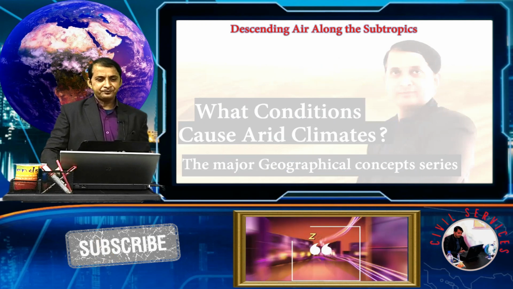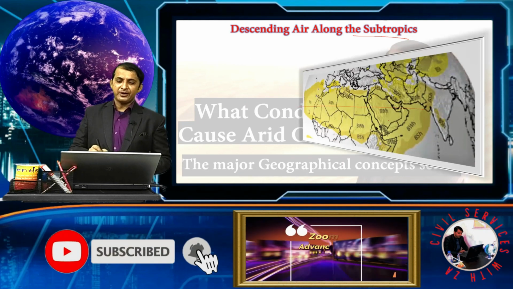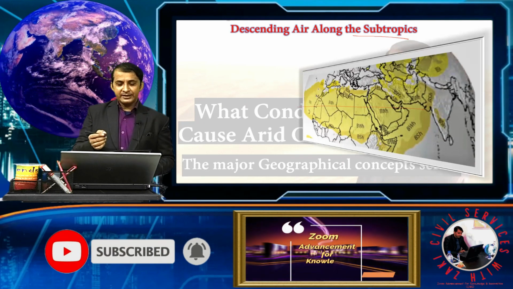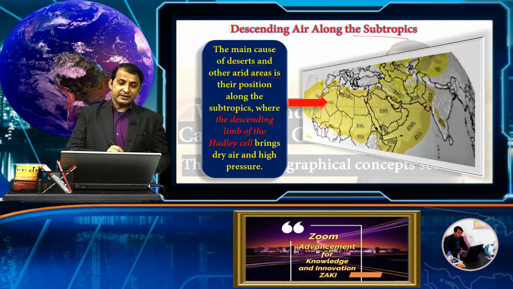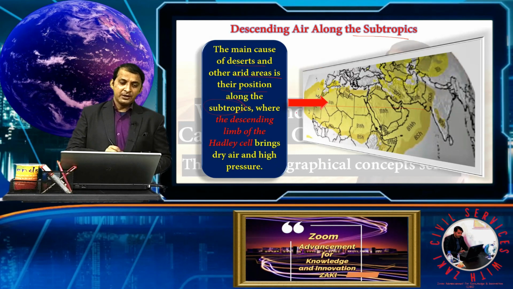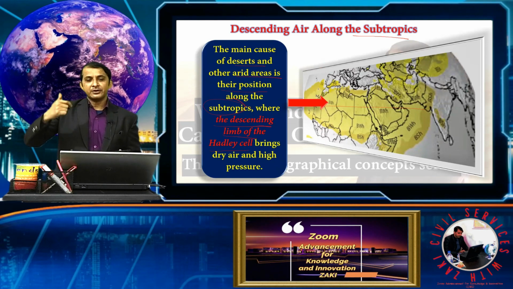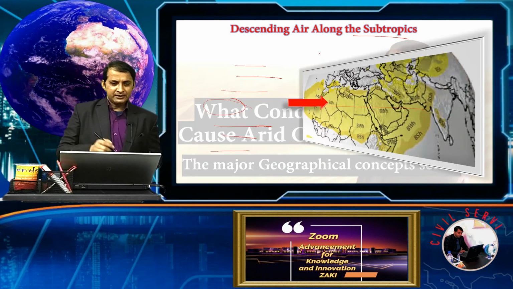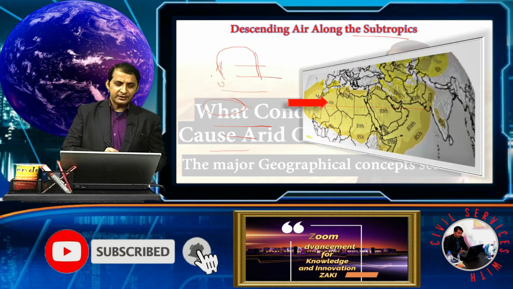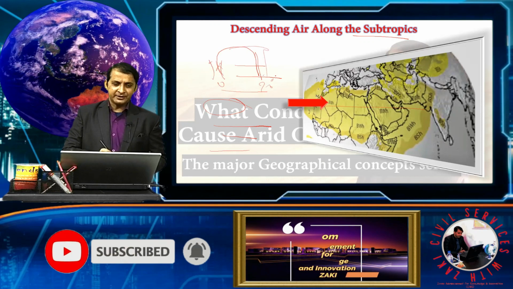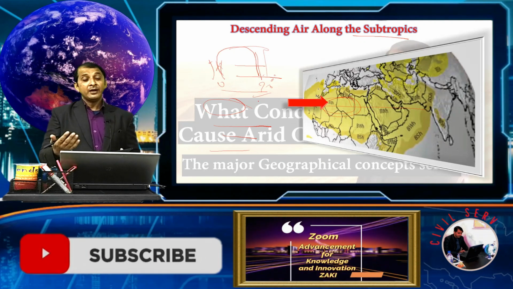First, descending air along the subtropics. The main cause of deserts and other such areas is their position along the subtropics, where the descending limb of the Hadley cell brings air at high pressure. In the Hadley cell, at 0 degree the air is ascending and here it is descending at 30 degree. So 20 to 30 degrees are basically the descending limbs of the Hadley cell.